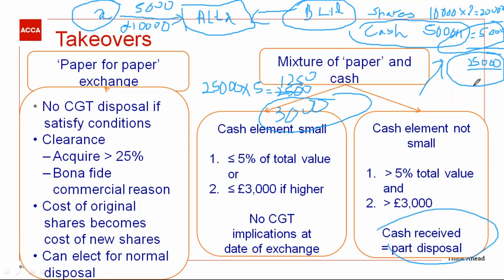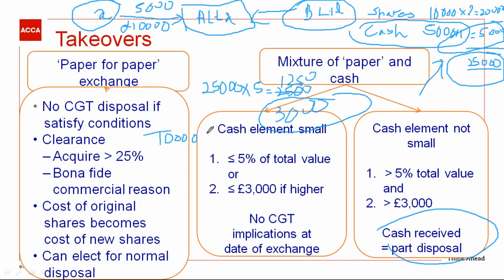Here, the cash amount received is more than £3,000. Therefore, it's not a small cash transaction. Therefore, you have to do a part disposal computation. So when you're doing the part disposal computation, you have received cash 5,000. You need to find out the cost attributable to this 5,000. Your original cost of your investment is how much? £10,000. You originally spent £10,000 to invest in shares in A Limited.